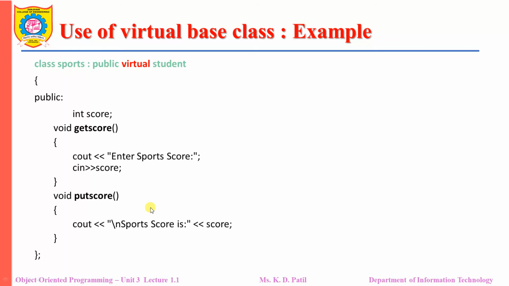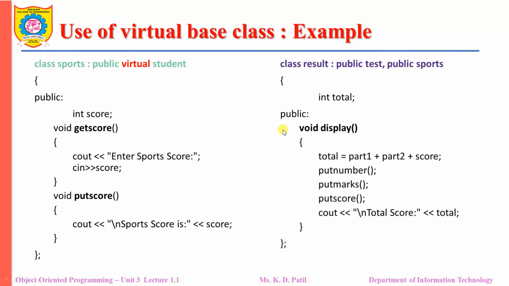Okay, now let us see the derived class, which is our result class. The derived class, that is the result class, is inheriting the properties of the test class and the sports class, and it is displaying the total score of that respective student. Okay, so how will the total score be calculated? The marks of part 1, the marks of part 2, and the sports score. So likewise the total score will be calculated. Now put number will display the roll number of a student on the screen.